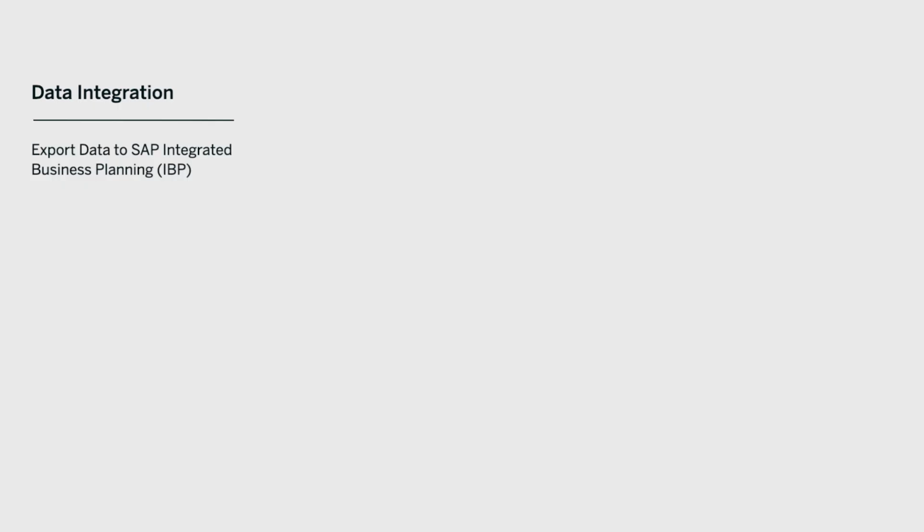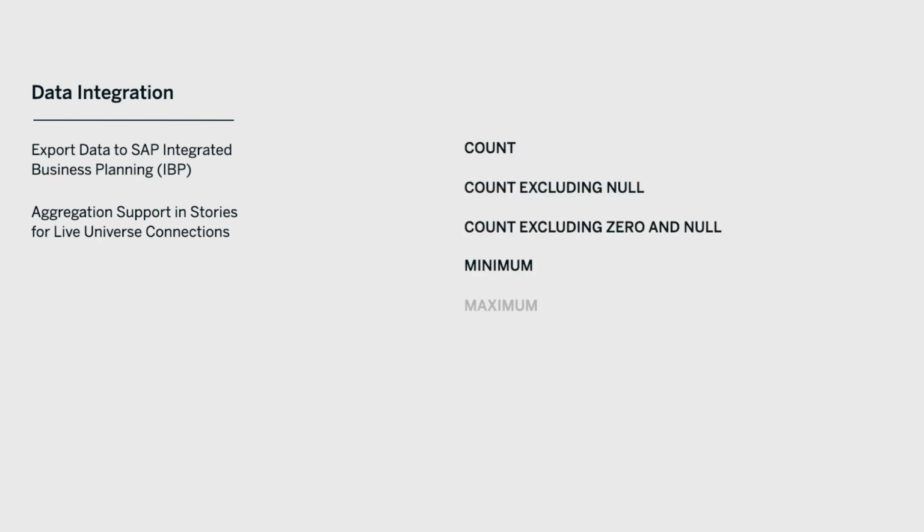Aggregations are now supported with live data connections to universes. These include count, count excluding null, count excluding zero and null, minimum, maximum, average, and average excluding zero and null. This will allow for a wide variety of calculations to be created, providing more in-depth analysis of your metrics by creating new, more specific measures. To learn more about these aggregations and calculations, check out our YouTube channel for some tutorial videos.